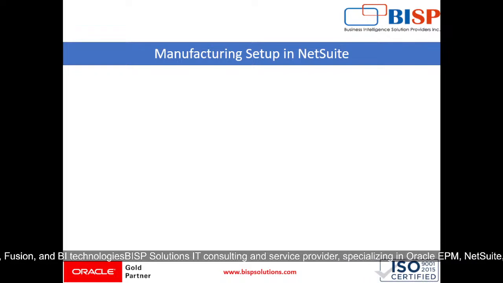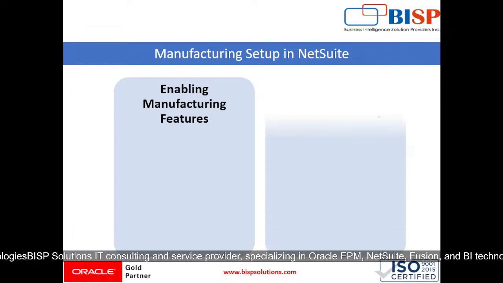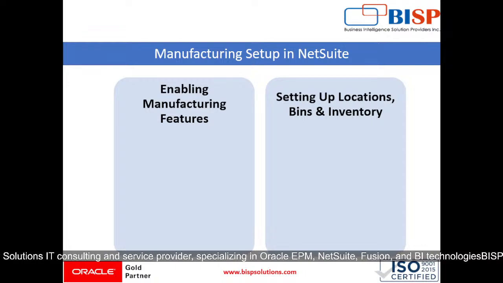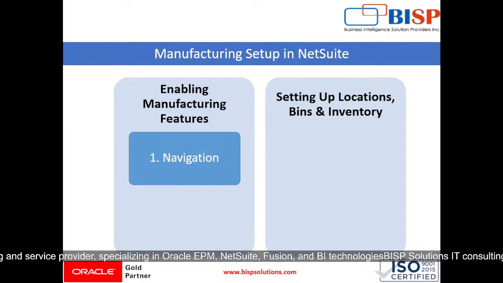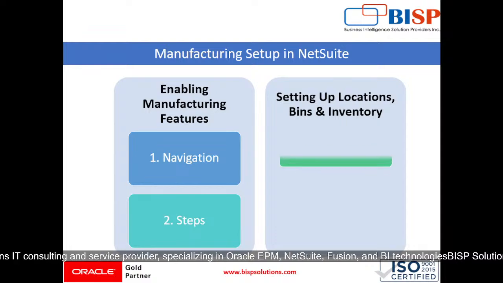First of all, we have to enable manufacturing features in NetSuite. And then we have to set up locations, bins and inventory, which we discussed in our example also. For enabling manufacturing features, navigation involves the Setup option. Under Setup, Company, Enable Features we can click. Then the steps are clicking the Items and Inventory tab in Enable Features. Then we have to enable work orders for basic assemblies, and work in process and routings for advanced manufacturing, and then save the changes.